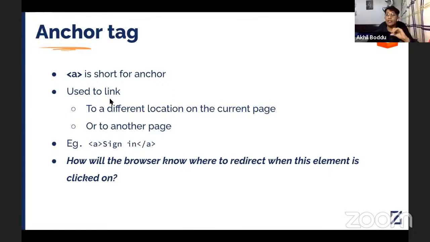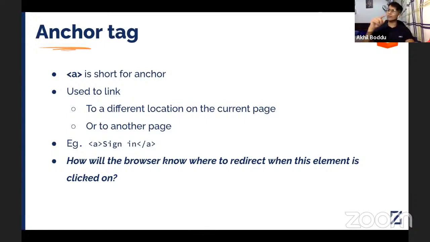Okay. Now let's move on to another tag, right? This is an interesting one. This is called the anchor tag. Okay. A is short for anchor. This is how you use the anchor tag. So essentially, what happens is you can use this A tag, the anchor tag, to basically do two things, right? So the first thing is you can point to a different location on the same page, right?